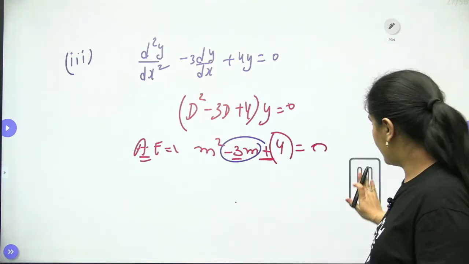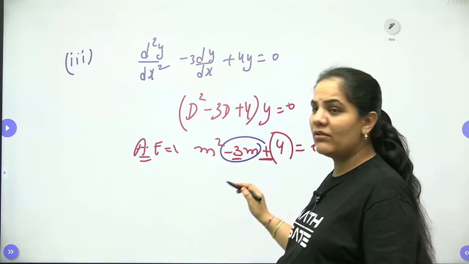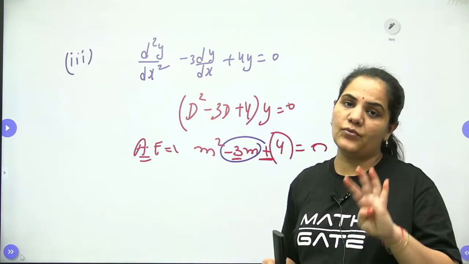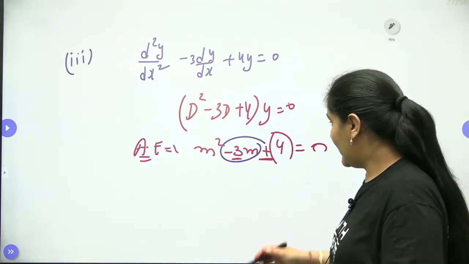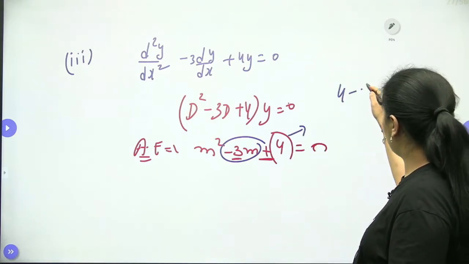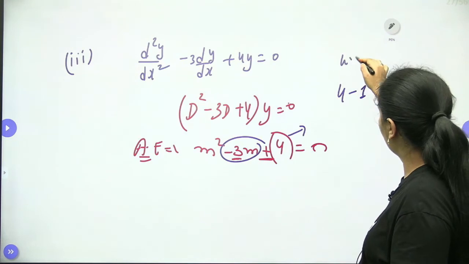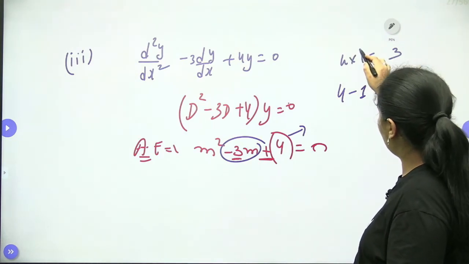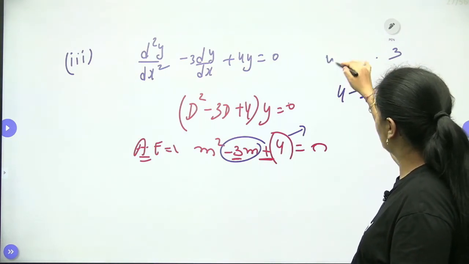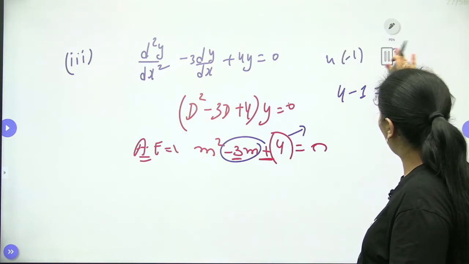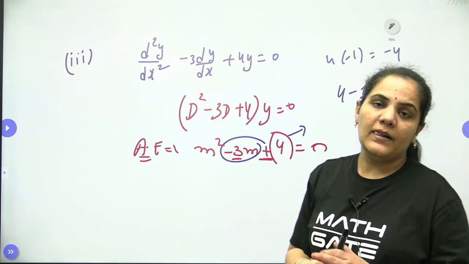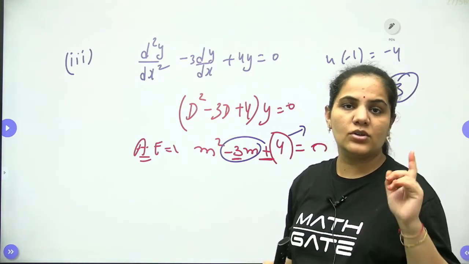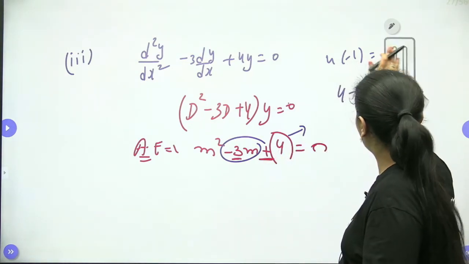Okay, now let's approach the case. Why did I write only 4 into 1? Because I want 4 minus 1 to be 3 only. But when I approach here, 4 minus 1 will be 3 and 4 into 1 is 4, right? But when I approach here, dear students, it will give me minus 4, and it's not minus 3. That's why it is not possible to get real roots in this particular case.